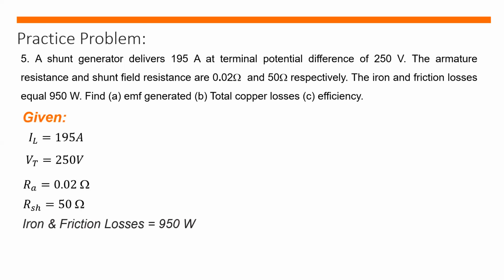So for the given, the load current is 195 amperes. The terminal voltage is equal to 250 volts. The armature resistance is 0.02 ohms. The shunt resistance is equal to 50 ohms. The iron and friction losses is equal to 950 watts. So we are asked to solve for the generated EMF, the total copper losses, and the efficiency.